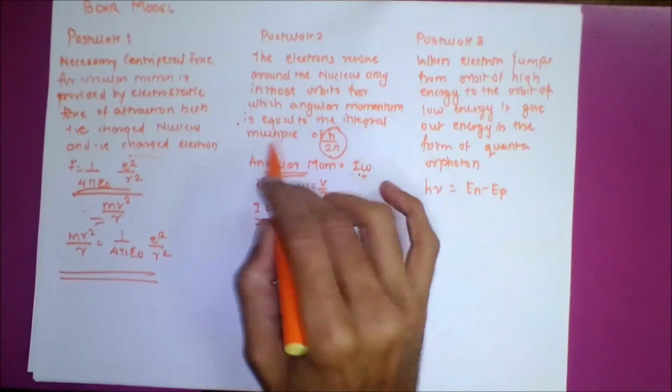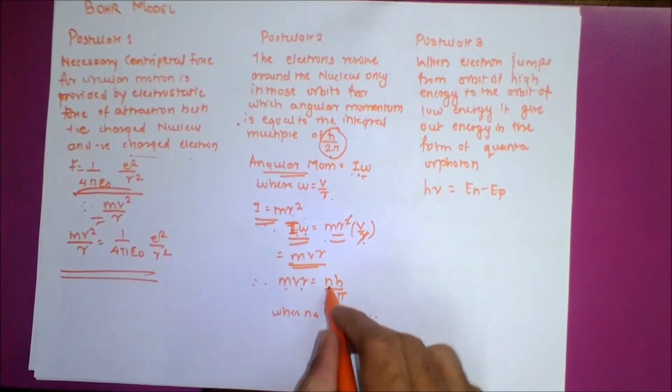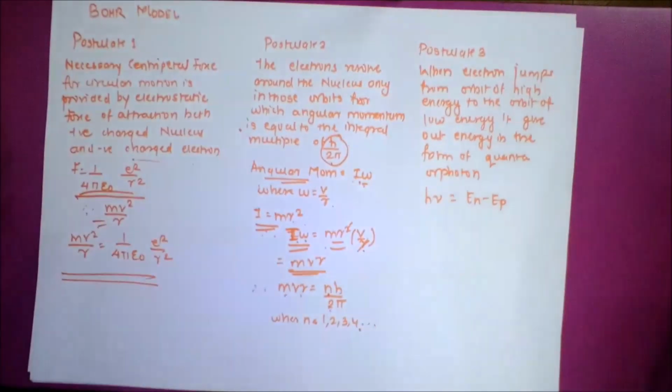That should be equal to the integral multiple of h upon 2 pi, where mvr equals nh upon 2 pi, where n is the number of the orbit in which the electrons revolve. Those are called the stationary orbits.